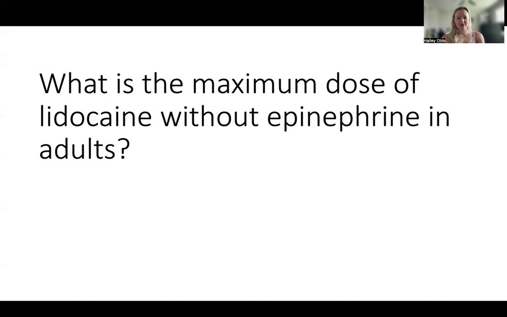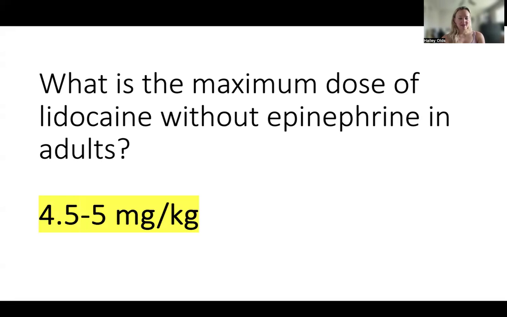What is the maximum dose of lidocaine without epinephrine in adults? This is 4.5 to 5 milligrams per kilogram. Also important to know for a possible calculation. It's lower because the epinephrine causes vasoconstriction, so the anesthetic stays local and doesn't get absorbed into the bloodstream. That's why if you use epinephrine, it's a higher number and you can use more, versus without epinephrine, it's a lower number.